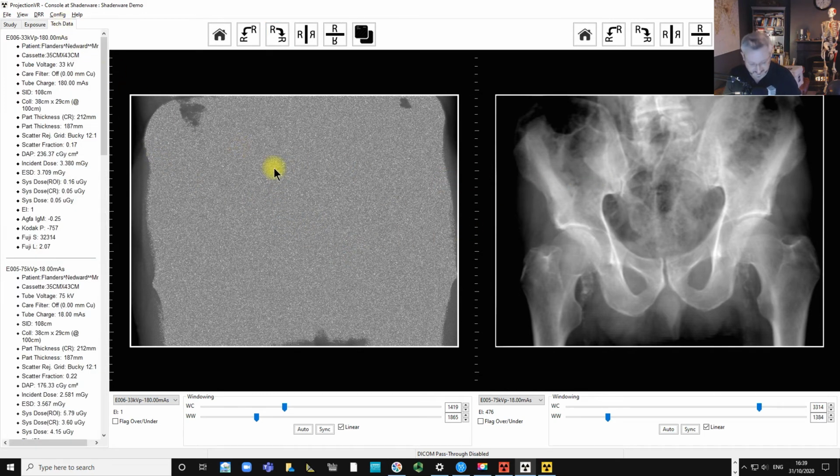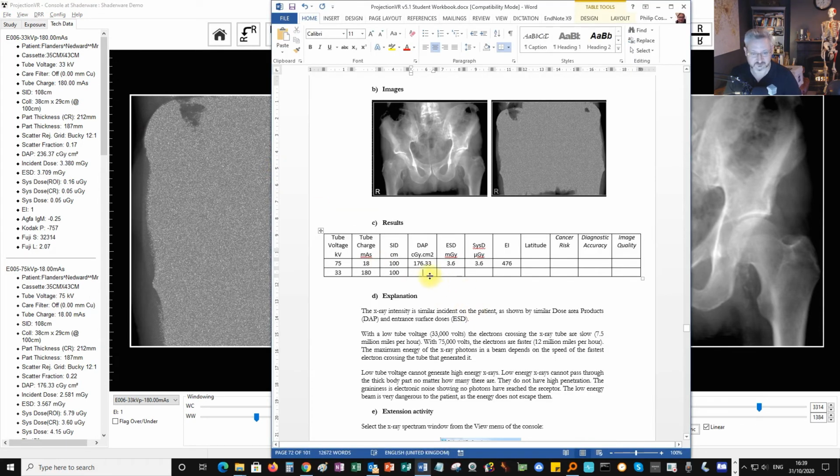Let's go to the Tech Data tab and see whether we can make some sense of this. So the dose area product, because we've generated a huge number of electrons, you'd expect that to be high, and it is. The dose area product is 236.37. And the entrance surface dose, the number of photons landing on the surface of the patient, you would expect that to be high because we've generated a huge number and we've got a very high charge. And it is. So entrance surface dose 3.7 milligray.